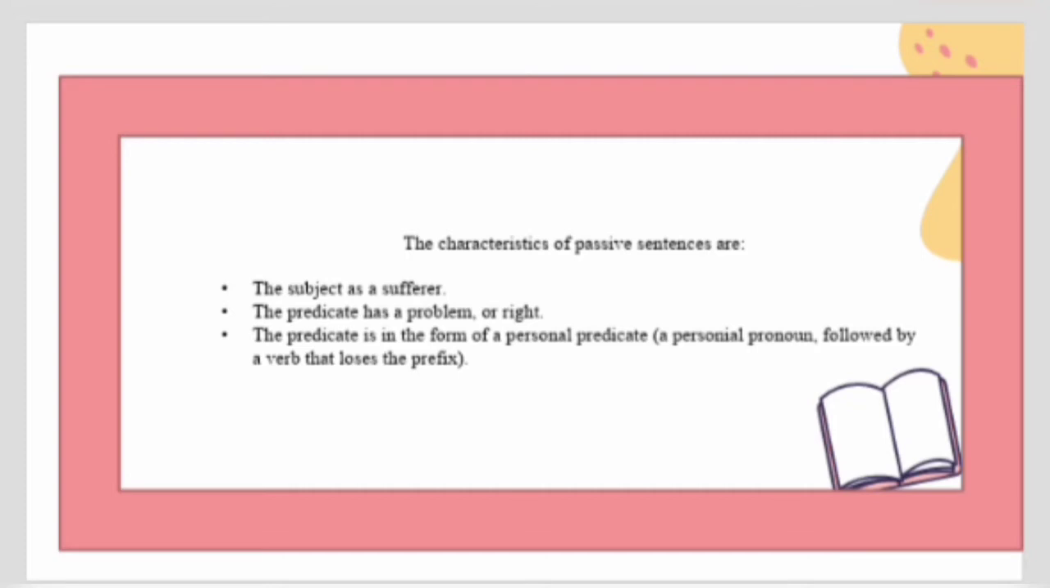The characteristics of a passive sentence are: the first, the subject is a sufferer; the second, the predicate has a problem or right; and the last, the predicate is in the form of a personal predicate or a personal pronoun followed by a verb that closes the prefix.